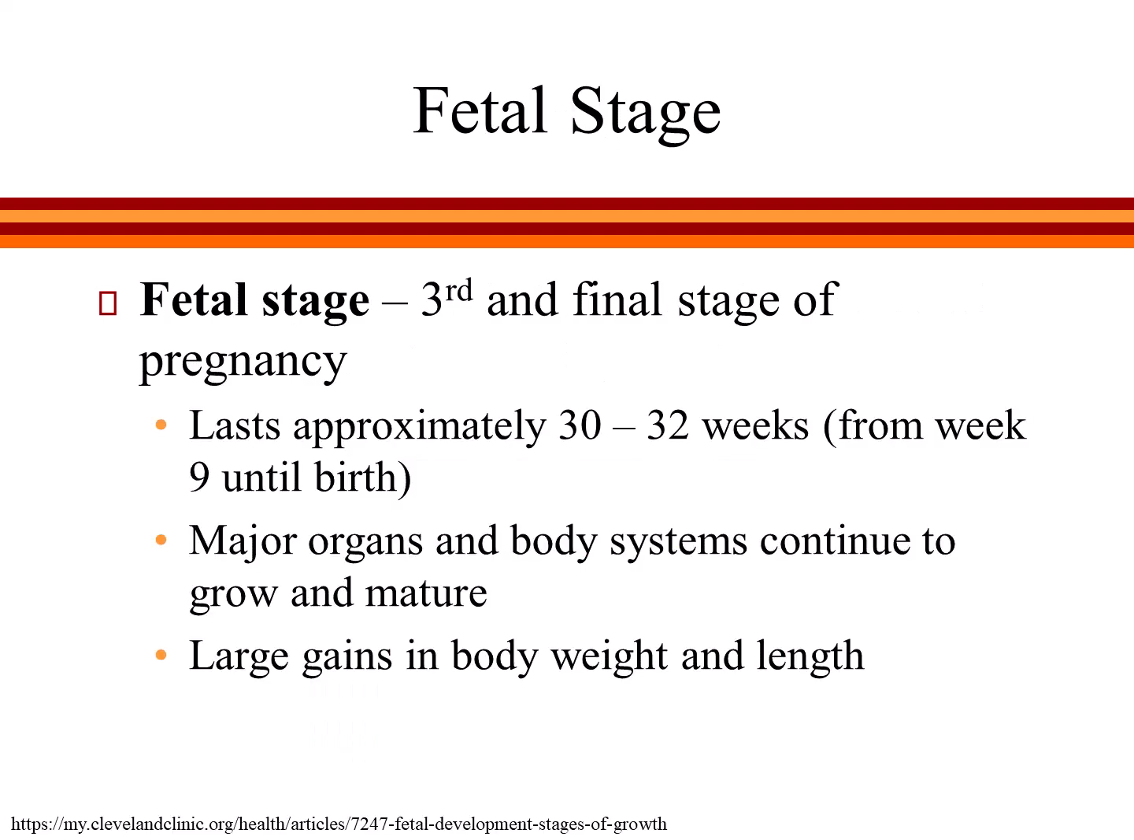The third and final stage of pregnancy is the fetal stage, which begins around the 9th week and lasts until birth. This is the longest stage, lasting around 30 to 32 weeks in a normal human pregnancy. During this time, major organs and body systems continue to grow and mature. Things like fingernails, eyelashes, and hair also grow. The developing brain also undergoes rapid growth and change, adding up to 2 million synaptic connections per second.